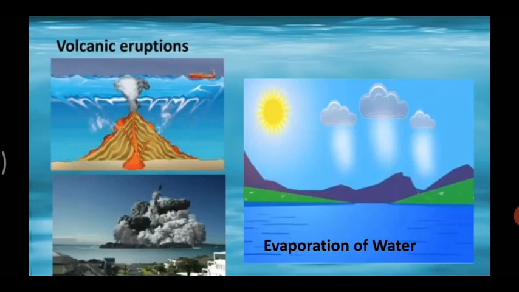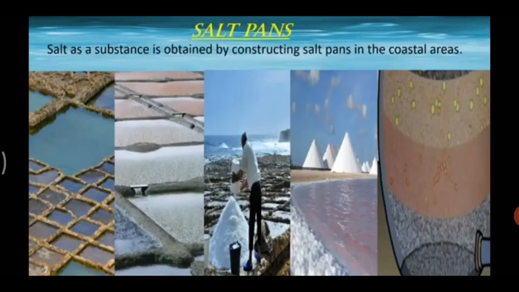The average salinity of ocean waters is 35 per mil, whereas the Dead Sea is known to have the maximum salinity. Its salinity is 332 per mil. Okay, let's move forward.